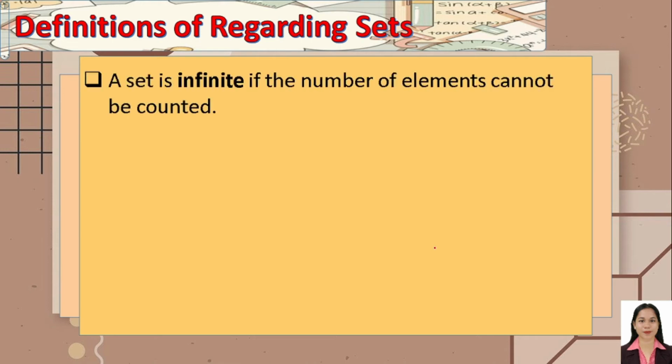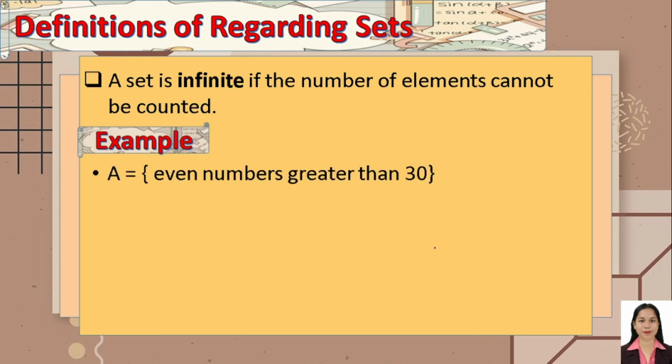Next, a set is an infinite if the number of elements cannot be counted. So, parang not well-defined siya. Okay? So, example, even numbers greater than 30. So, we cannot count even numbers that are greater than 30. Therefore, this is an infinite set. So, pwede natin siyang i-list down. So, what are the even numbers that are greater than 30? So, pwede tayong magsimula dito as 32 because 32 is an even number.